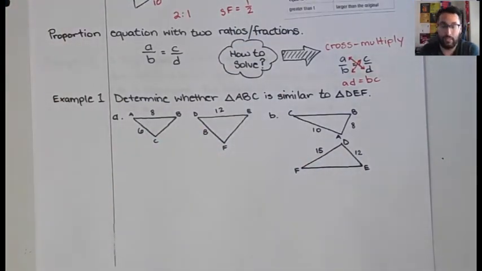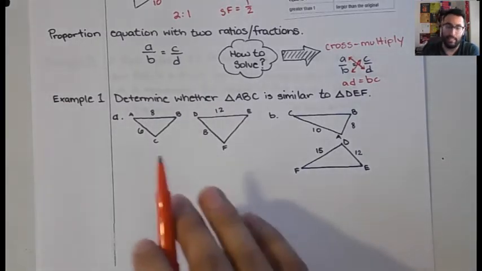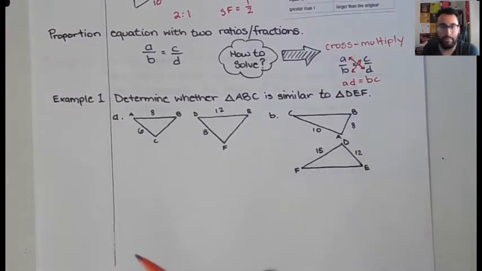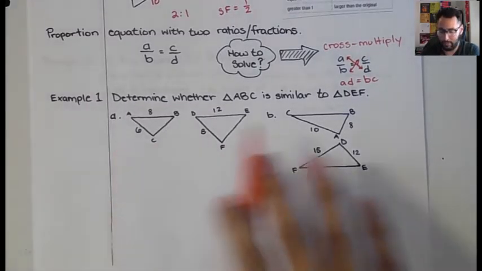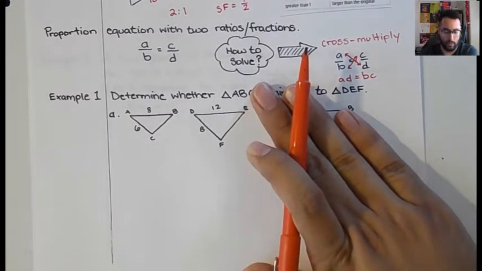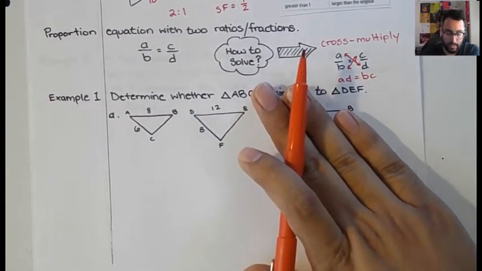Example 1 is determine whether triangle ABC is similar to triangle DEF. Now, it is not enough to just say, yeah, they look about the same shape, maybe a different size. No, we're going to prove this with side lengths from these triangles. So we have two examples. It's kind of crowded here, but we're going to look at example A or example A1.